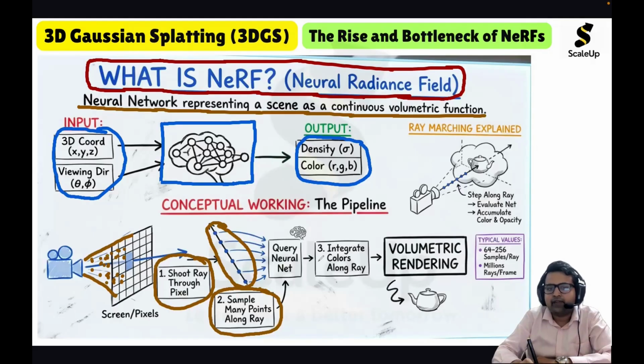So it will give us the output, the density and color, and then we will combine the points to render the object, and we call it volumetric rendering.